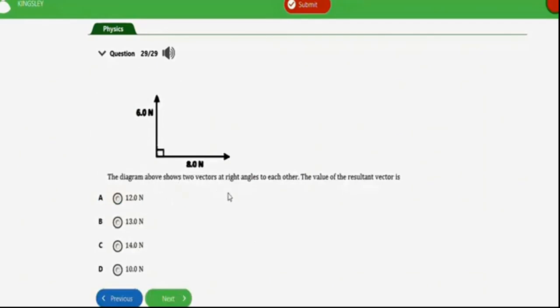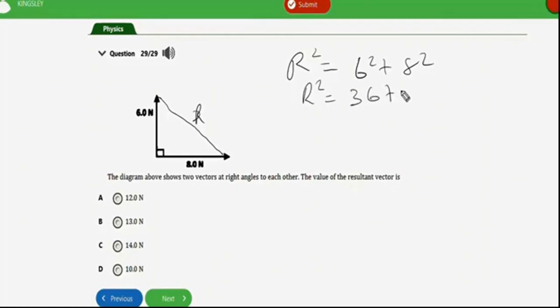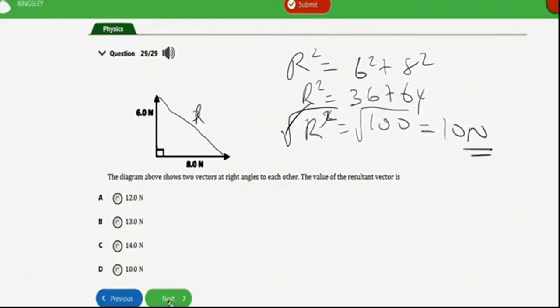The diagram above shows two vectors at right angles to each other. The value of the resultant vector is. So we are looking for the resultant vector. Apply Pythagoras rule. Now R square equals 6 square plus 8 square. We have R square equals 36 plus 64. R square equals 100. So you square root both sides. So R will be what? 10 Newton. The correct option is option D.